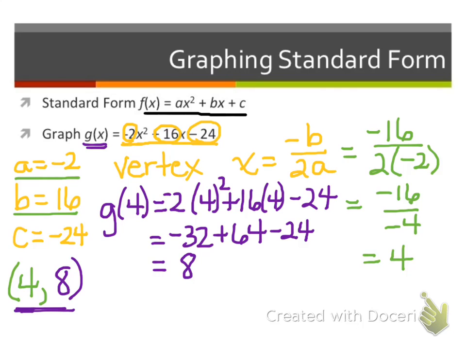Also from this, when I use the x equals negative b over 2a formula, I also end up with what the axis of symmetry should be. So this equation of x equals 4, that equation is my axis of symmetry.